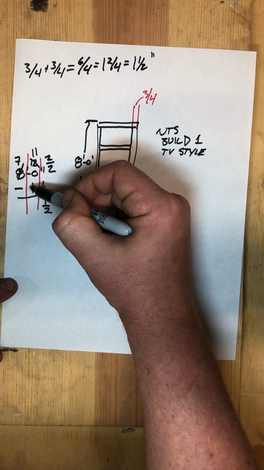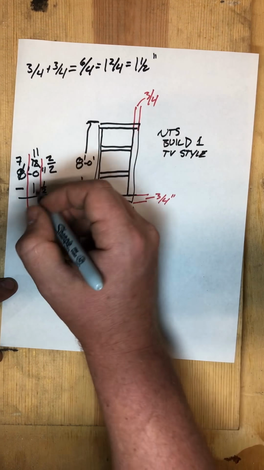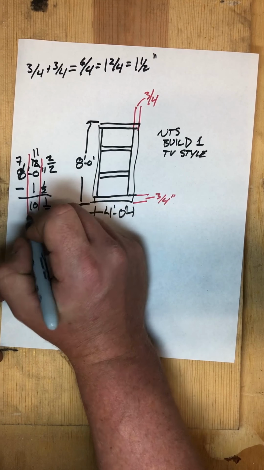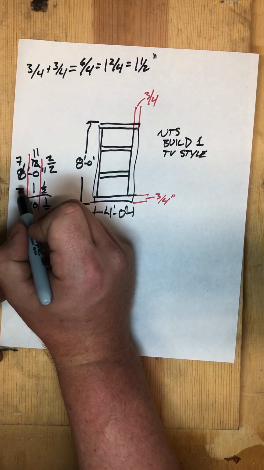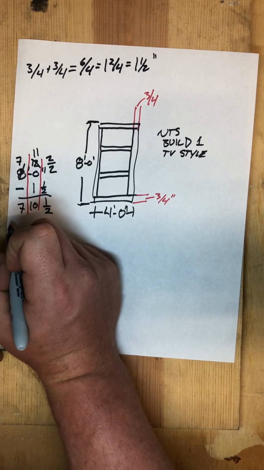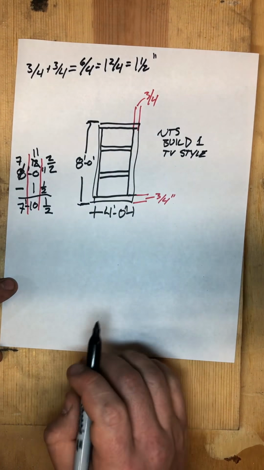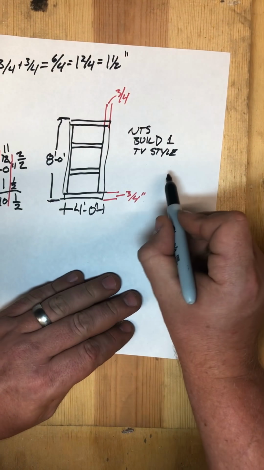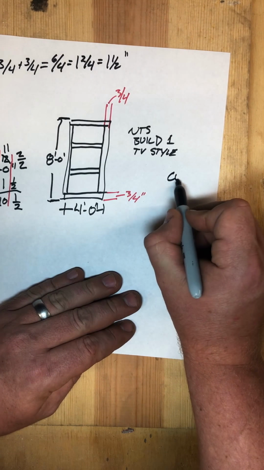Now we're going to subtract 1 inch from the 11, and that is 10. And then we've got 7, and we're not taking any numbers away from that. So that gives us 7 foot 10 and a half inches. So over here, I'm going to write my cut list out.